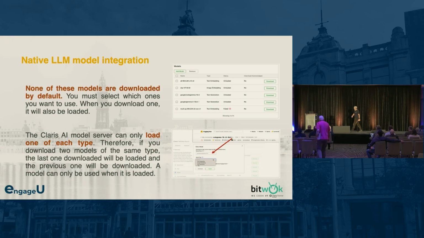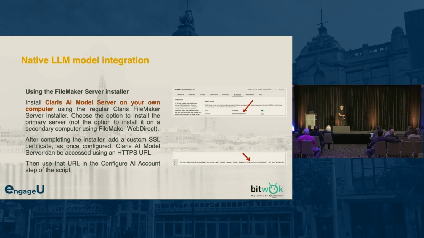The second part is loading. You can unload any kind of model you want, but you cannot load two models of the same kind. It's tricky. I was thinking, why don't we have different text generation models, using one for one task and another for another task? But you cannot load them at the same time. It makes sense because they are very heavy, right?